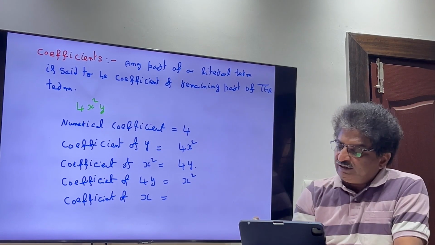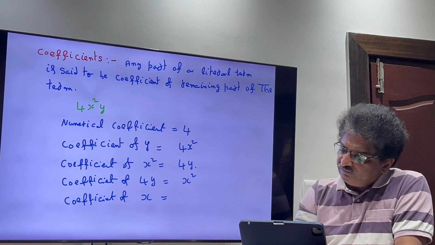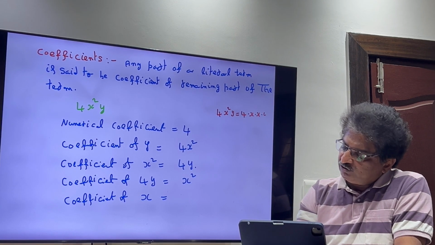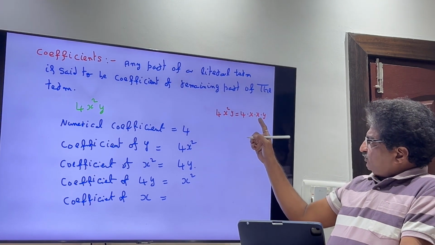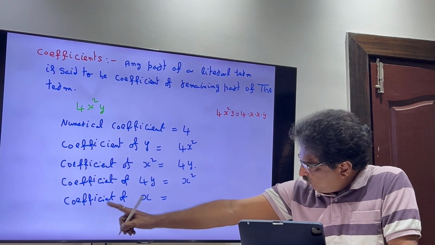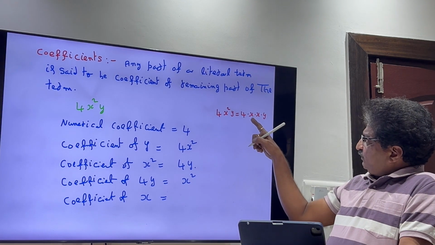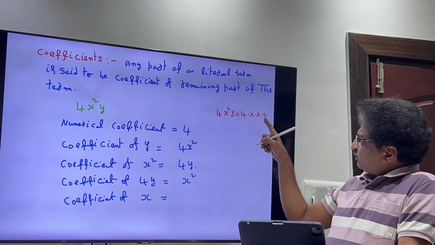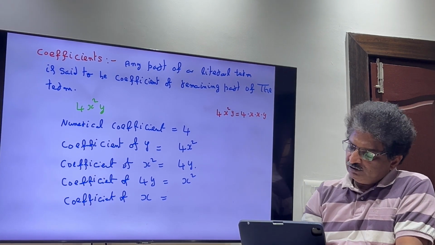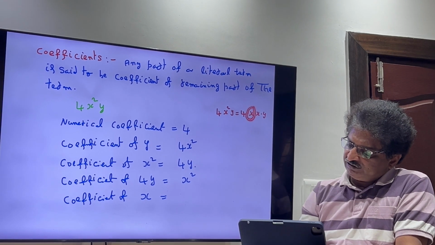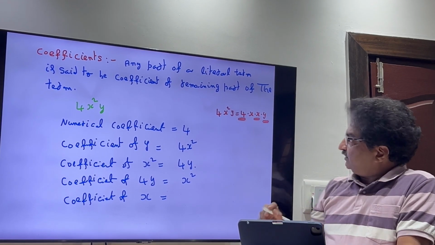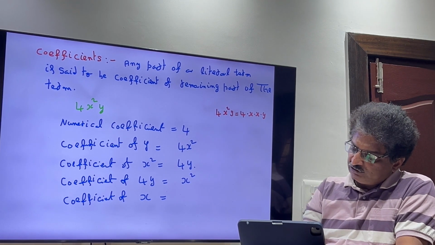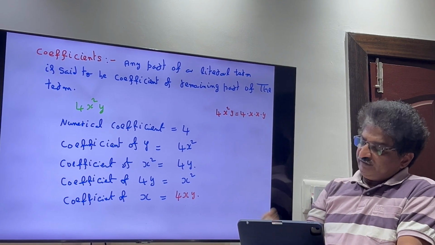Coefficient of x. What is the coefficient of x here? Here x square is there, and 4x square y may be written as 4 into x into x into y. Here we have to find the coefficient of x. If you remove this one x, except this x, all the remaining part, what is the remaining part? 4xy. That comes under the coefficient of x. So coefficient of x equal to how much now? 4xy is the coefficient of x.